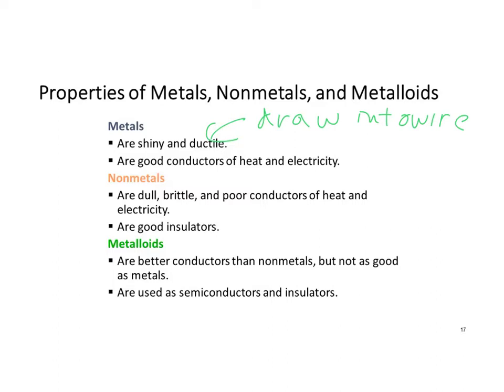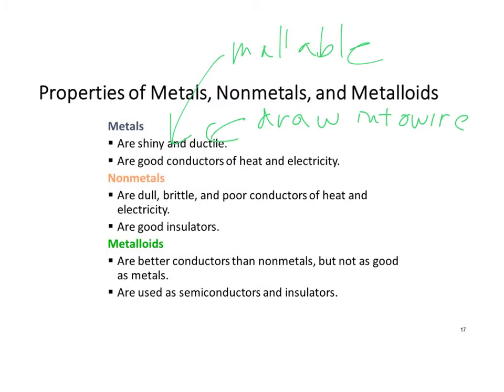Another term you'll often hear to describe metals is that metals tend to be malleable, meaning if you take a hammer and hit a chunk of a pure metal with it, the metal will generally deform as opposed to break or shatter. Metals are also good conductors of heat and electricity.